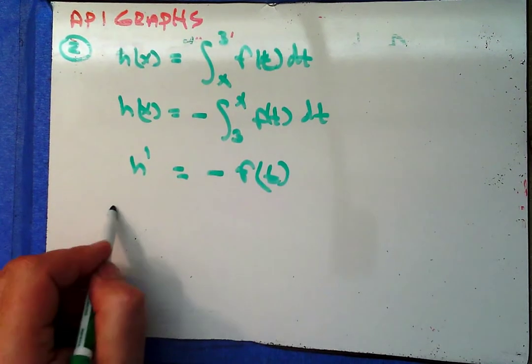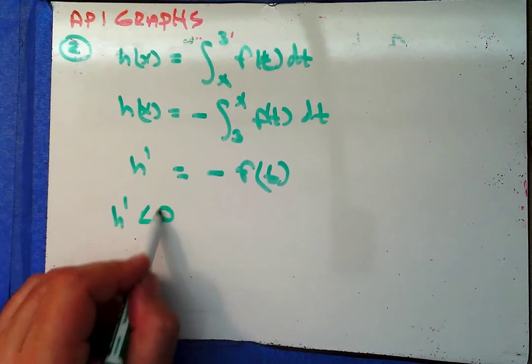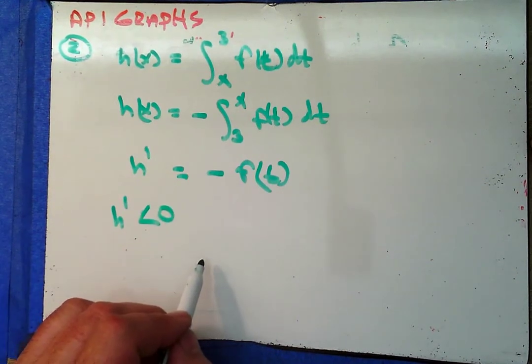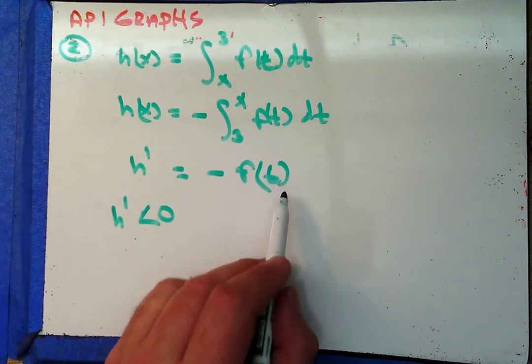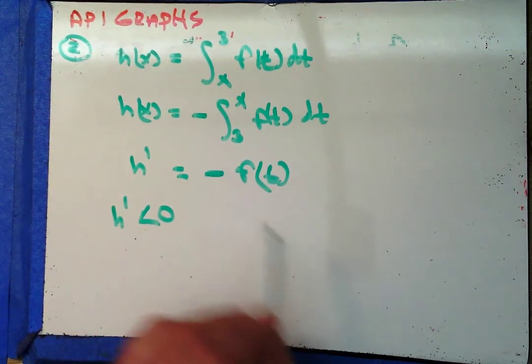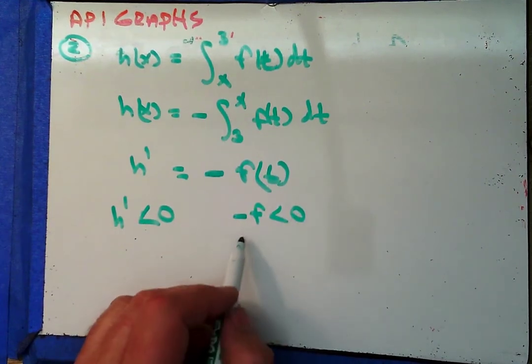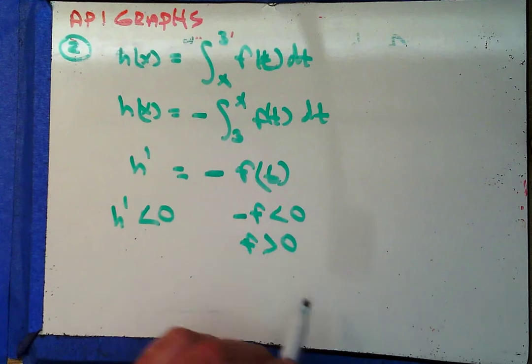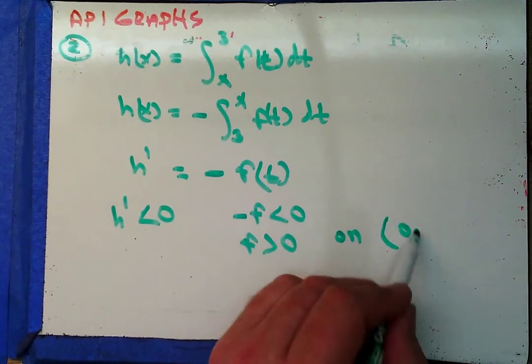So if I'm looking for when h prime is less than 0, what does that mean for f? Well, it means not that f is less than 0, because we want negative f. Negative f is less than 0, which means positive f is greater than 0. So when is f greater than 0? And that happens on 0 to 2.